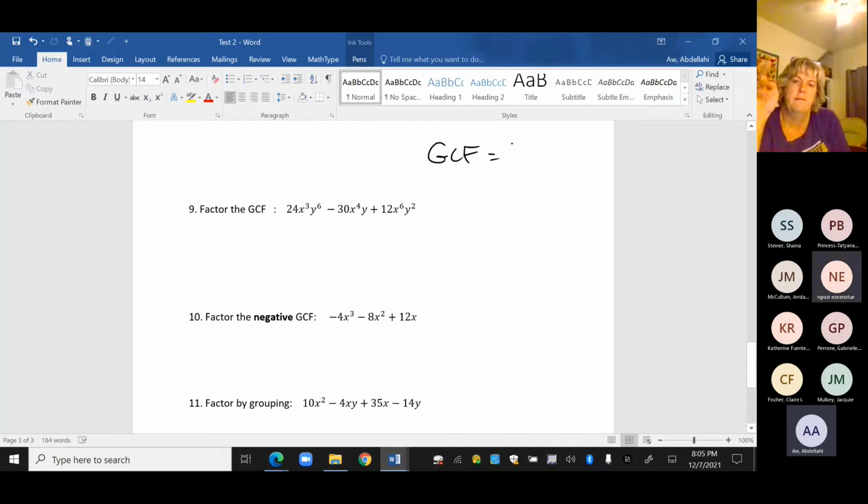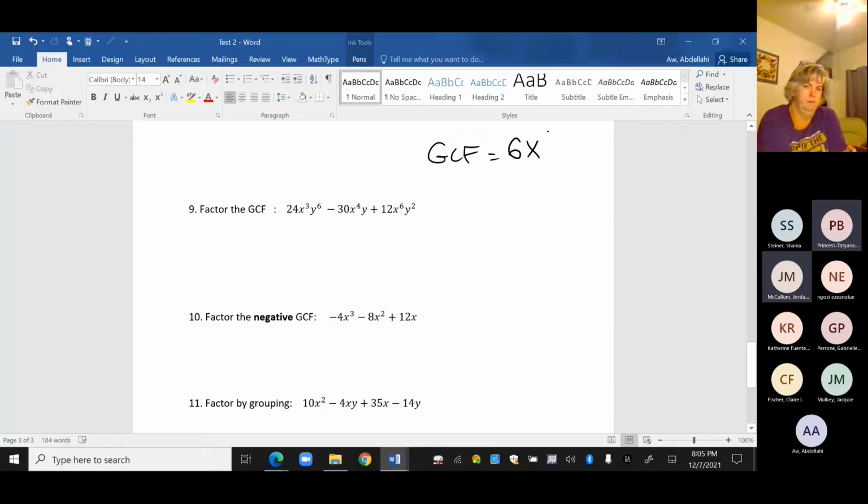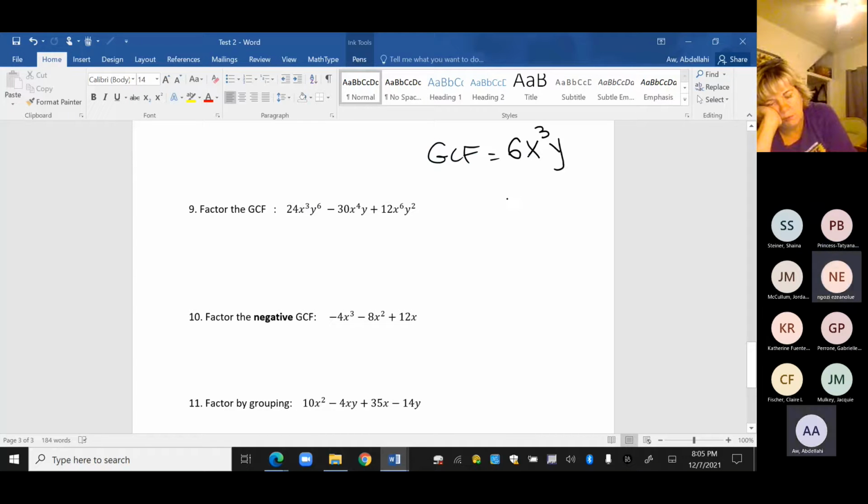6. Do I see the variable x everywhere? Yes. What is the smallest power of them? X cubed. Do I see the y everywhere? Yes. What is the smallest power? Y. So when I factor, first of all, your answer has to take the shape of the good answer, which is you put a GCF, you open up the parentheses, and you are expecting to have as many terms as the original, 3 terms.